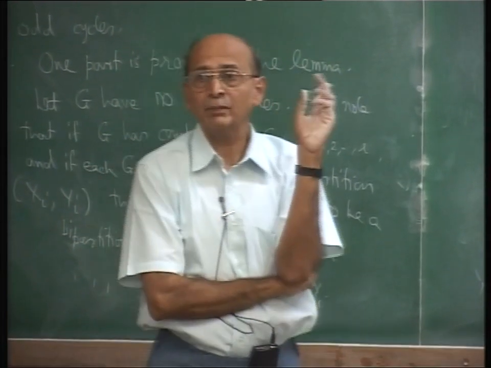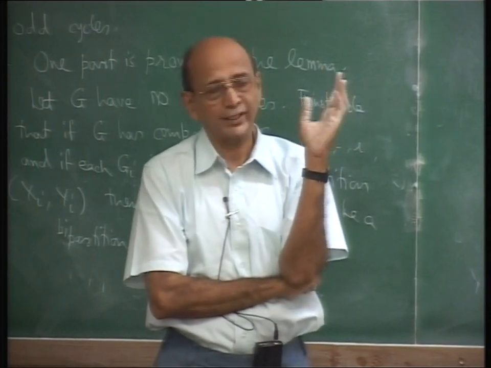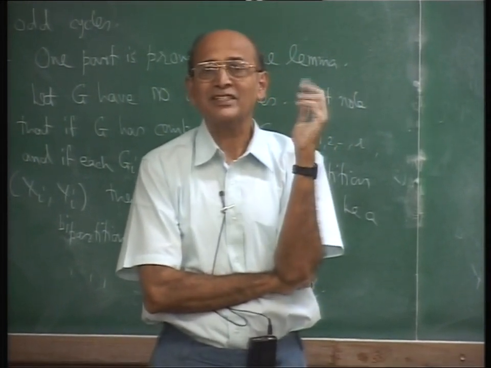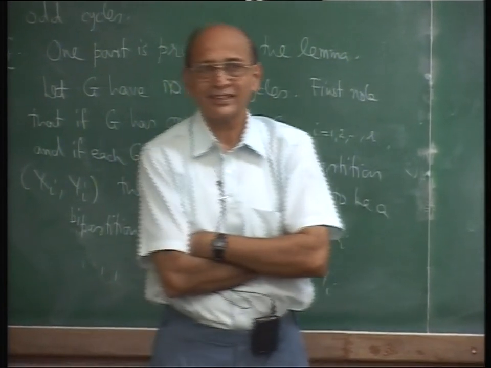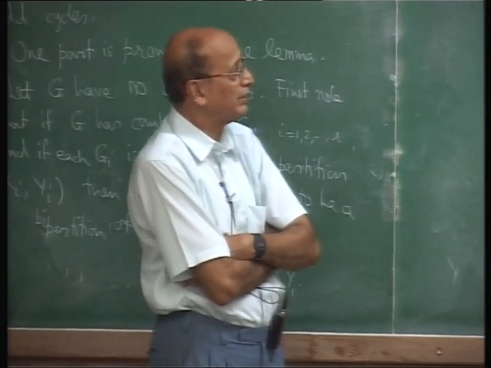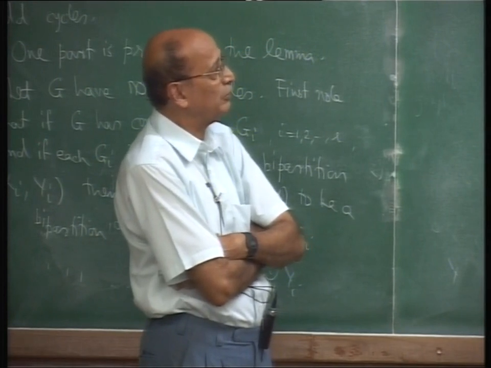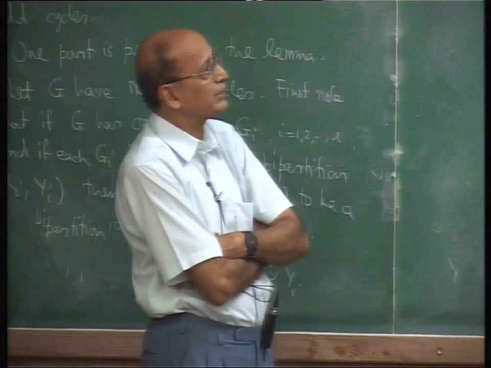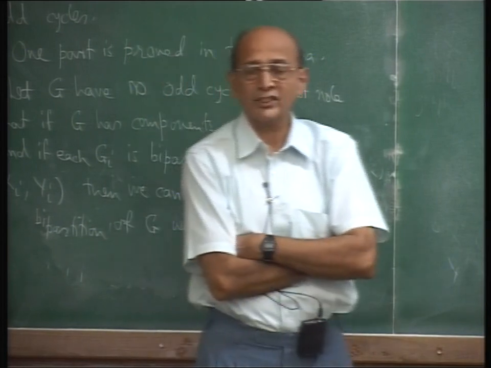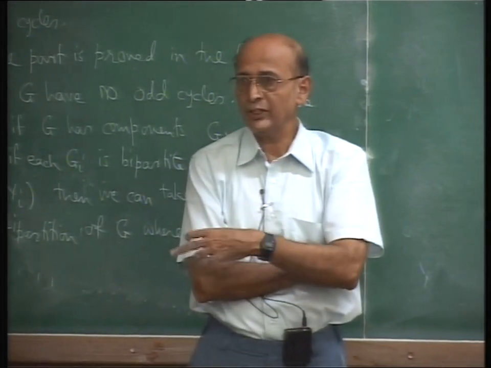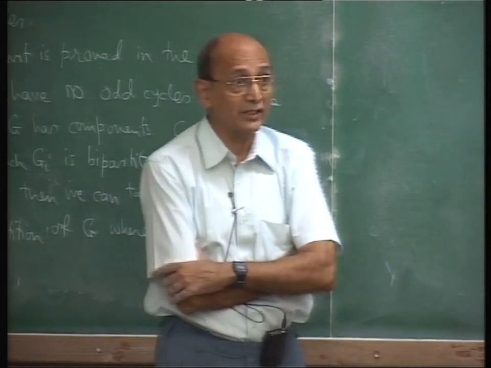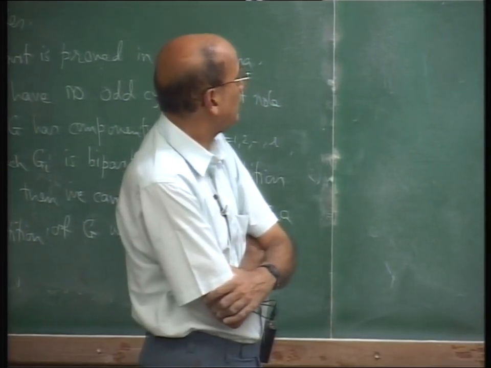Distance here actually is a metric. Check that when you go home. It's just the triangle inequality that needs to be checked. So if the distance between V1 and V2 is something and the distance between V2 and V3 is something else, then the distance between V1 and V3 is less than or equal to the distance between V1 and V2 plus the distance between V2 and V3.